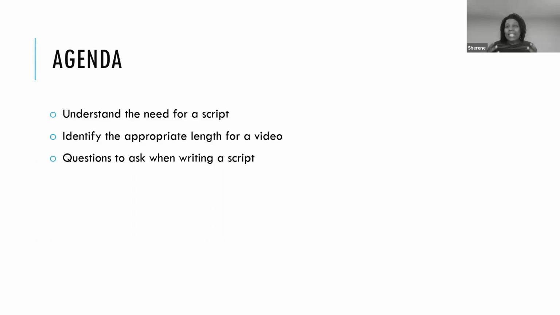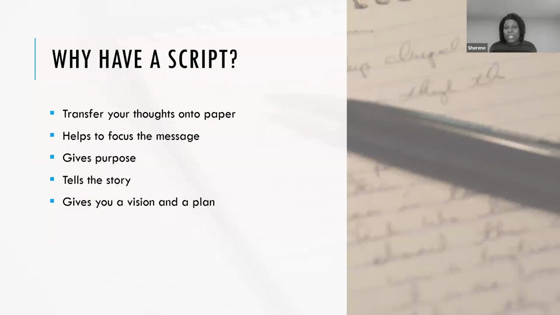So what's the need for me to write something down or get my thoughts together? And then we're going to look at the length of a video. What is the appropriate length of videos? And then the last thing we're going to do is identify some questions to help us write that script, to help us get those thoughts on paper. So let's dive into the first one, which is what's the need for a script? Why do I need to write this down?